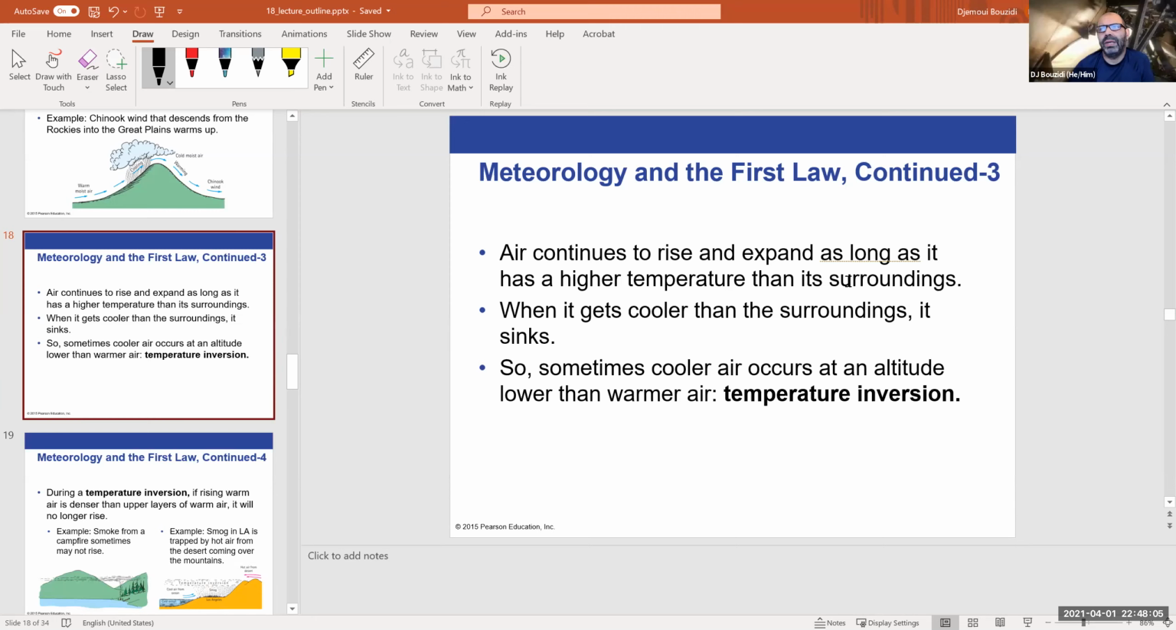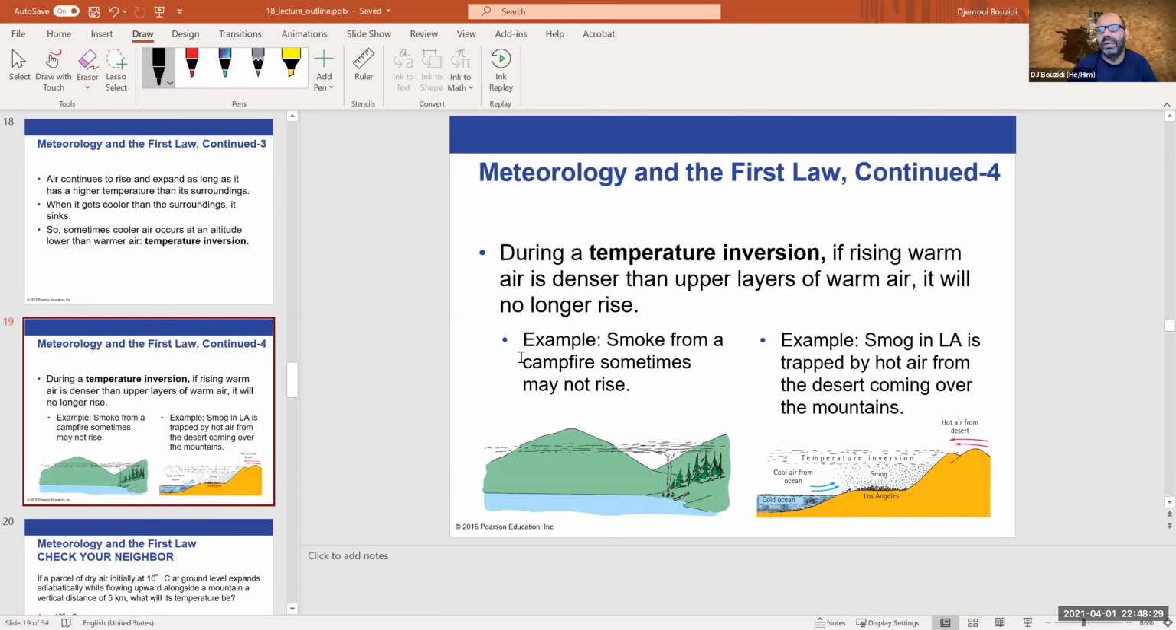So air will expand as long as it has a higher temperature than its surroundings. If the surroundings are cooler, it needs to expand. And this is exactly how the air masses move. On one side it's cooler than the other, the hot air region. So the hot region needs to expand, and in doing so, it's going to change the temperature of the other region. That's what the weatherman is talking about all the time.